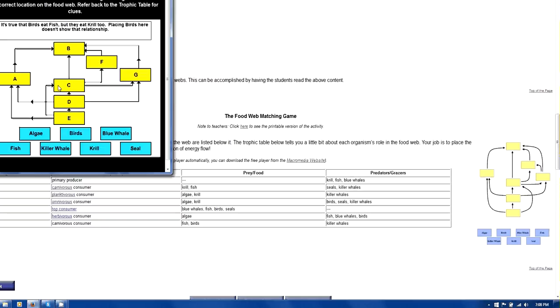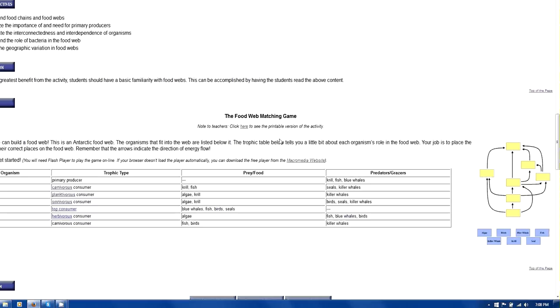Once you get this filled in appropriately, all you have to do to turn it in, you don't have to draw out the food web here. Just put A, B, C, D, E, F, G, and whatever the appropriate organism is. If algae goes here, then put A, algae. If birds goes there, then put A, birds. So it's an easy way for you to turn in the food web to me. Then you can click out of that.